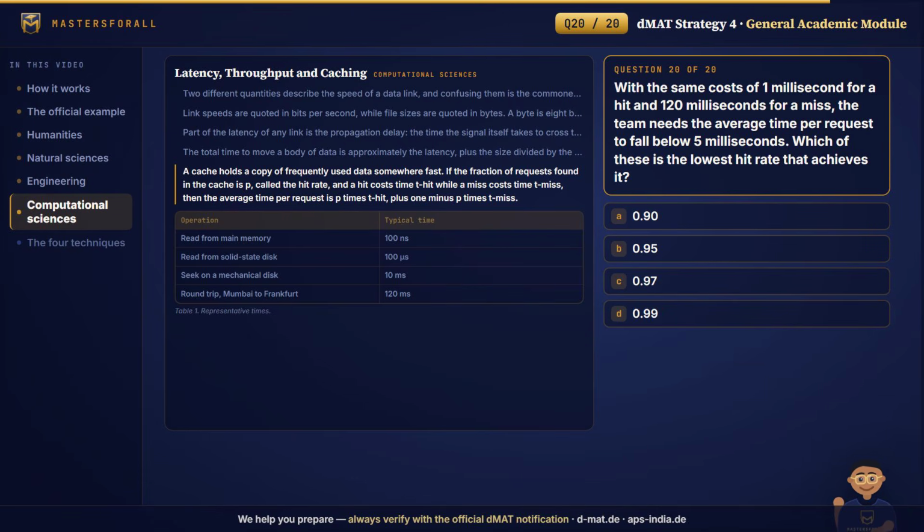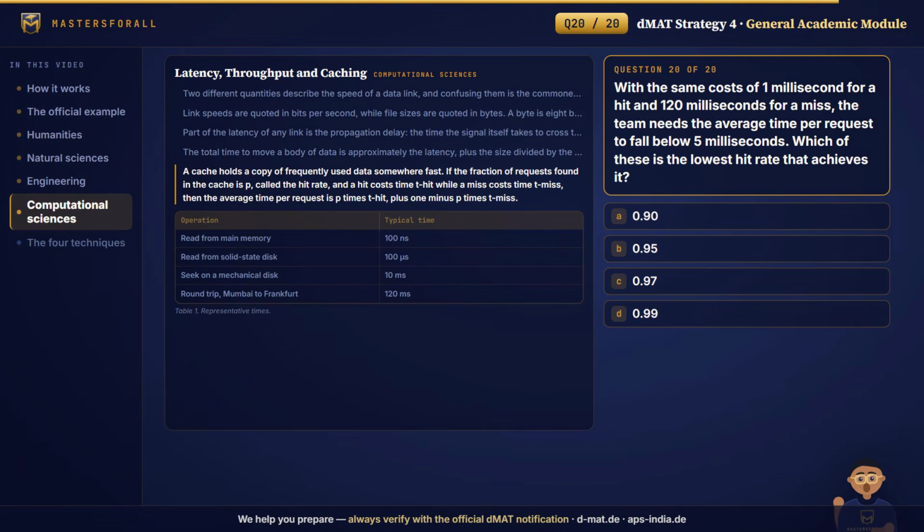Question 5, the last question of the series. Same costs, 1 millisecond for a hit, 120 for a miss. The team needs the average to fall below 5 milliseconds. Which of these is the lowest hit rate that achieves it? A. 0.90, B. 0.95, C. 0.97, D. 0.99.